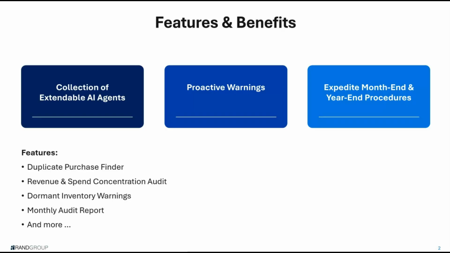The first is a duplicate purchase finder. This is helpful because it allows you to consolidate like purchases to get then better rates on those goods. We also audit when you might have a concentration of both spend as well as revenue in your vendors and your customers respectively. We audit where inventory might be dormant and you might have to take action to potentially offload that inventory before its value decreases too sharply.